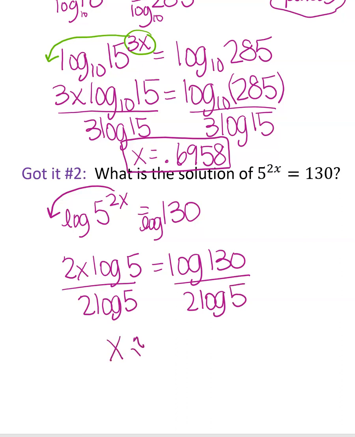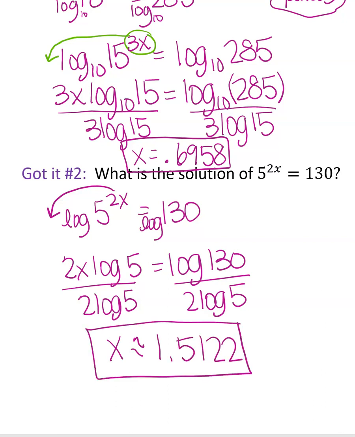And x is going to be approximately equal to 1.5122. Go ahead and check that. Here, it's going to be approximate because we rounded it at the end. If you actually use the full value, it would definitely equal 130. Otherwise, it's just going to be close.